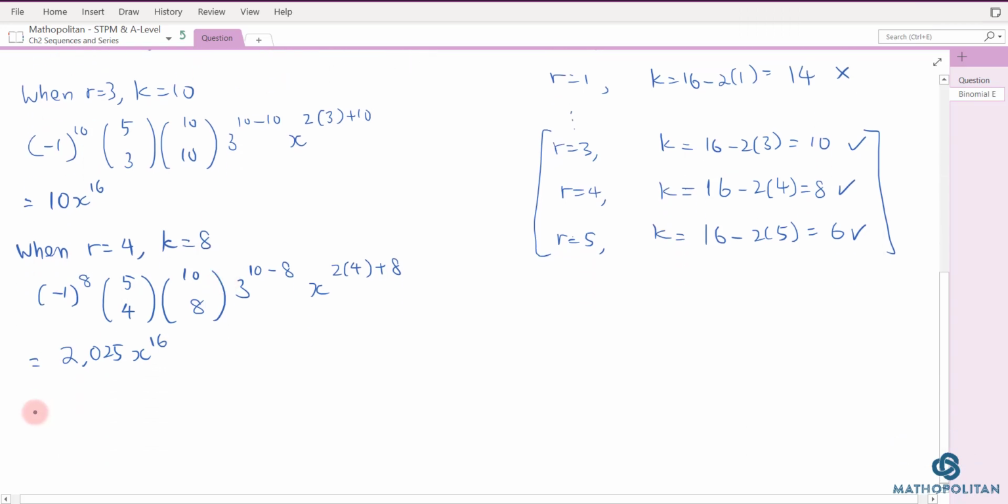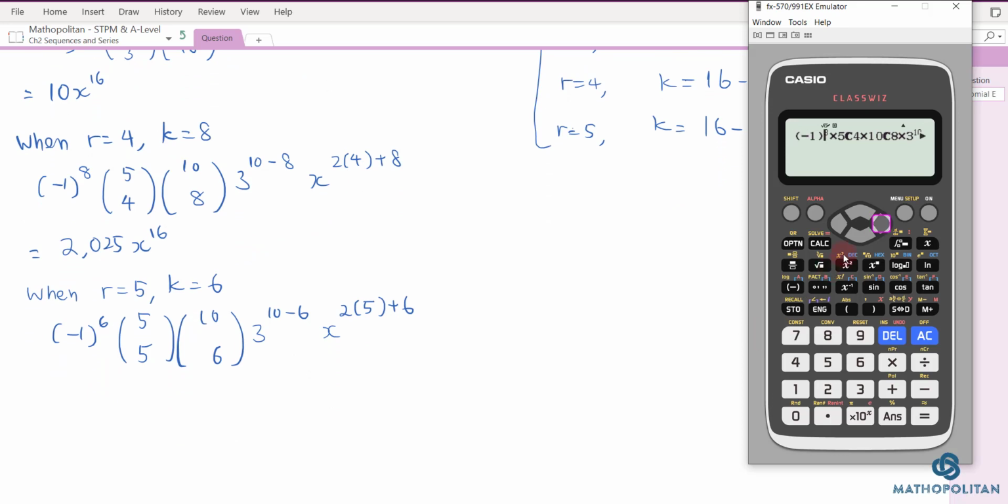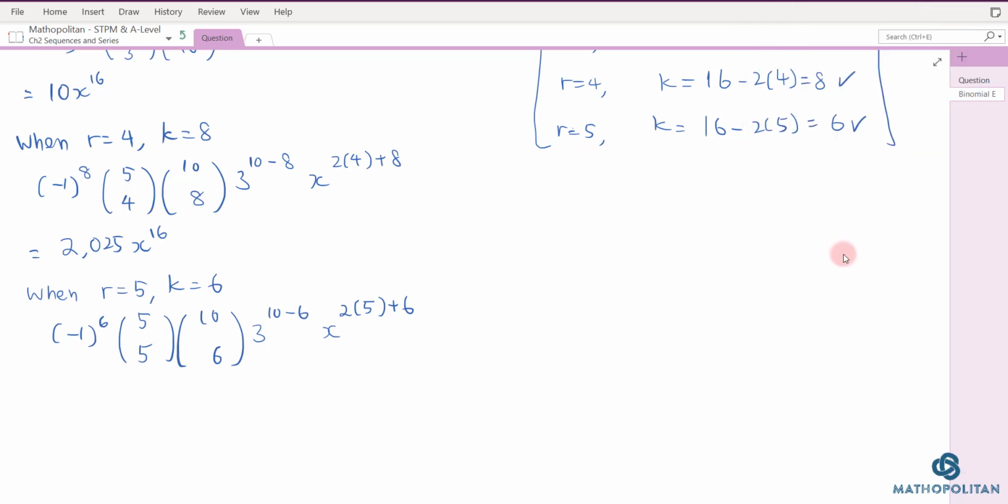And finally, the last one is when r is equal to 5, k is equal to 6. Then we have negative 1 to the power of 6, and then 5C5, and then 10C6, and then 3 to the power of 10 minus 6, and then x to the power of 2 times 5 plus 6. What do we get there? Again, I'll just change this to 6. This is 5C5, which is 1, and then there's 10C6, and 3 to the power of 10 minus 6. So that's 17,010, so that's 17,010x to the power of 16.